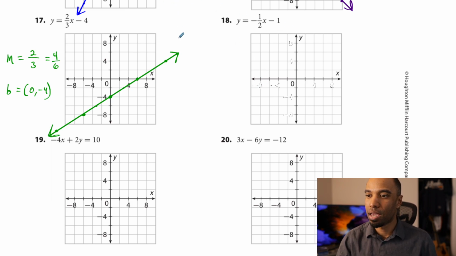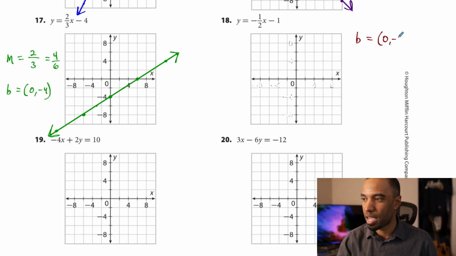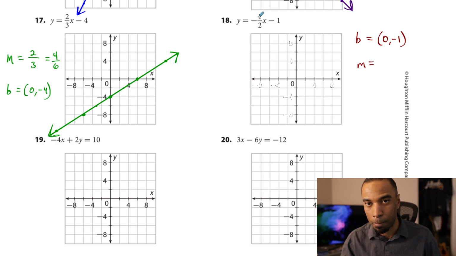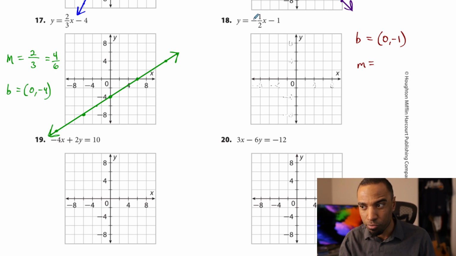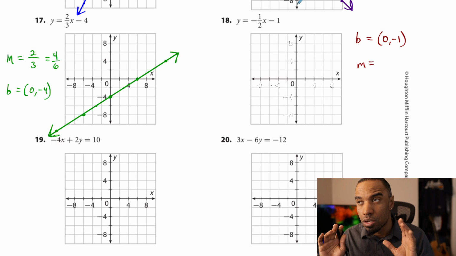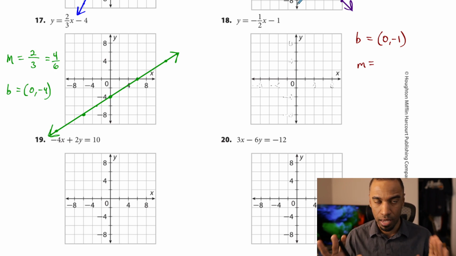All right. Let's see what color I haven't used. Let's use this one. My y-intercept is 0, -1, and my slope is -1/2. Now look at how it's typed. The negative is in the middle of the fraction. Mr. Robinson, does that matter that it's in the middle of the fraction? No, but you do need to know how negative direction works.